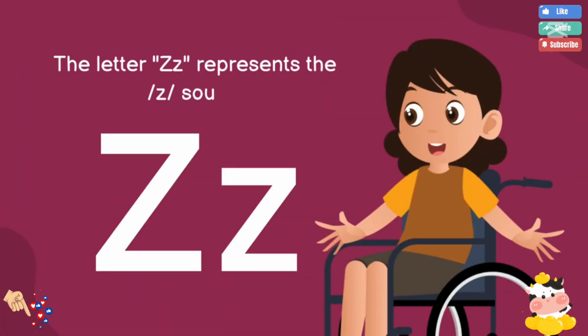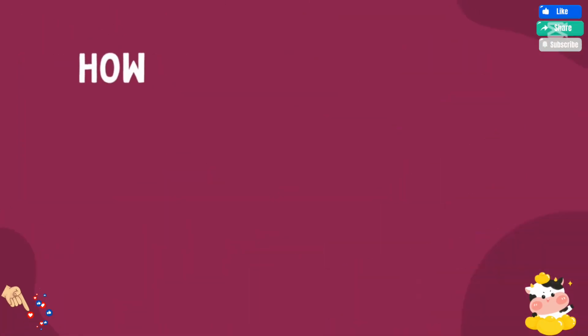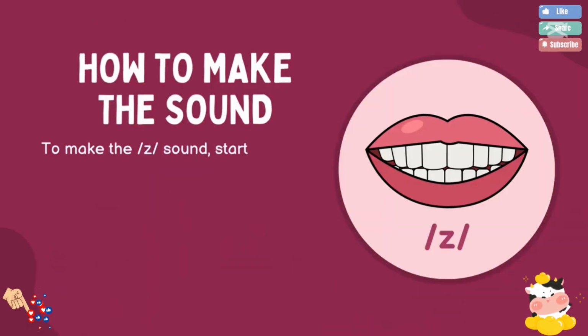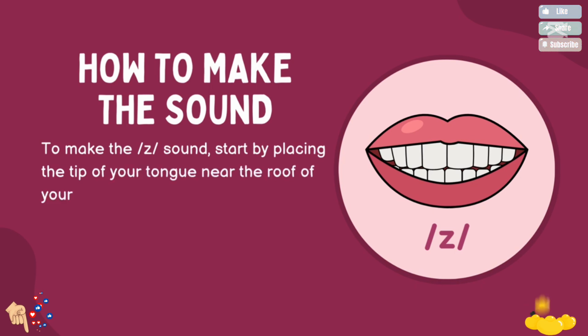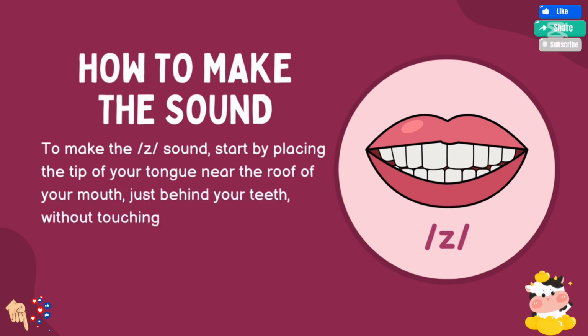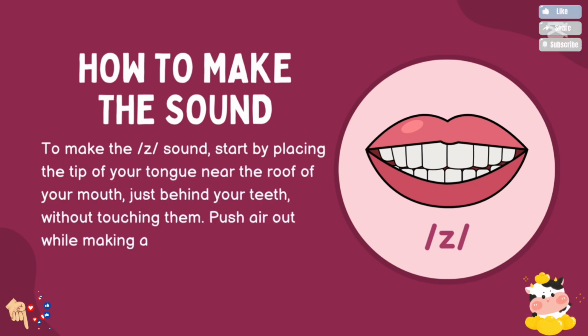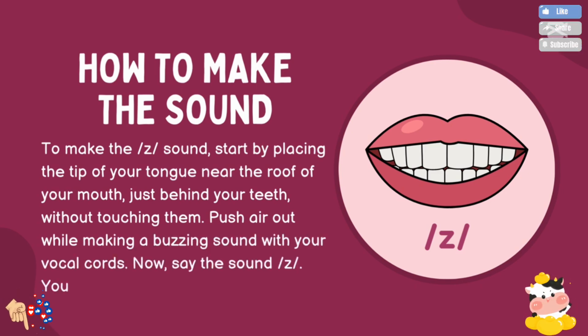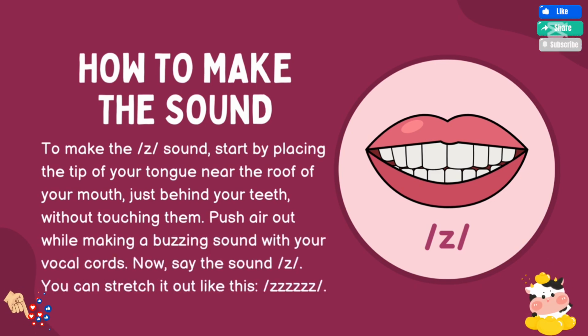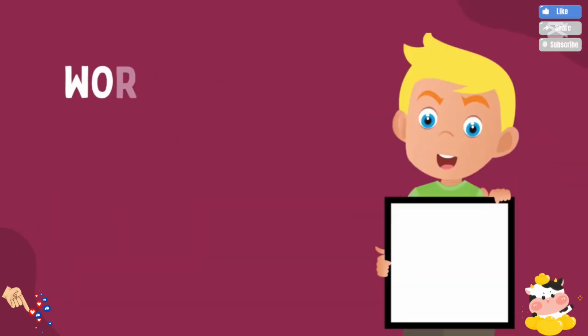The letter Z represents the Z sound. How to make the sound. To make the Z sound, start by placing the tip of your tongue near the roof of your mouth, just behind your teeth, without touching them. Push air out while making a buzzing sound with your vocal cords. Now, say the sound Z. You can stretch it out like this. Z, Z, Z.